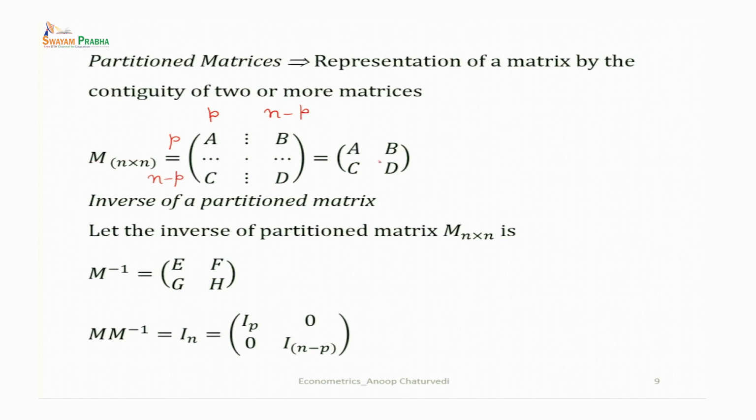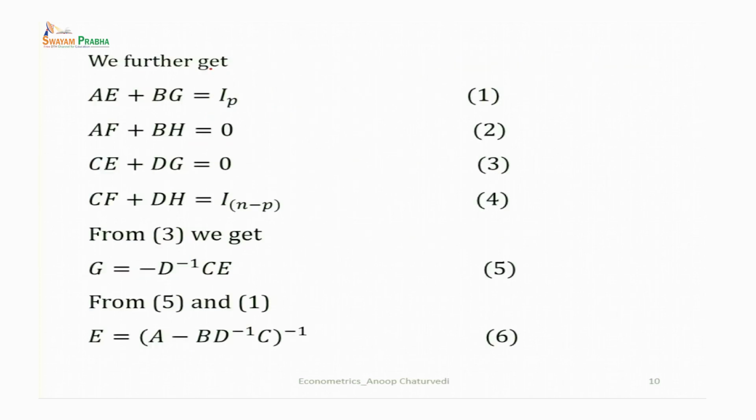So, we write M as A, B, C, D, and then we obtain the inverse of this partition matrix in terms of the inverse of matrices A, B, C, D. So, suppose the inverse of this partition matrix M is M inverse equal to E, F, G, H. Then M M inverse is the identity matrix, and we partition this identity matrix as I p, 0, 0, I n minus p. So, p rows p columns and n minus p rows n minus p columns. Then we multiply M by M inverse.